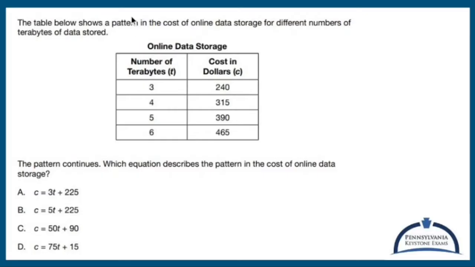The table below shows a pattern in the cost of online data storage for different numbers of terabytes of data stored. How exciting. The pattern continues. Which equation describes the pattern? Blah, blah, blah, blah, blah.